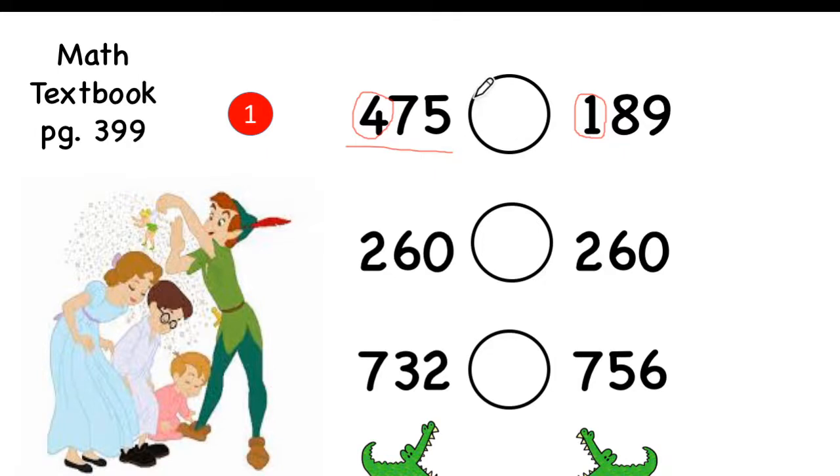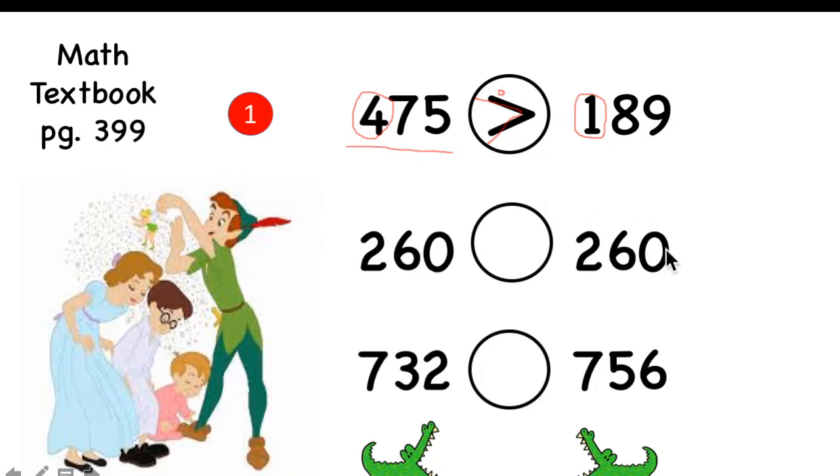You can also use what I call a Pac-Man. You know Pac-Man? He will have his eye looking at the bigger number and his mouth open to eat the greater number. So this number is greater. The sign shows this way. Greater than.